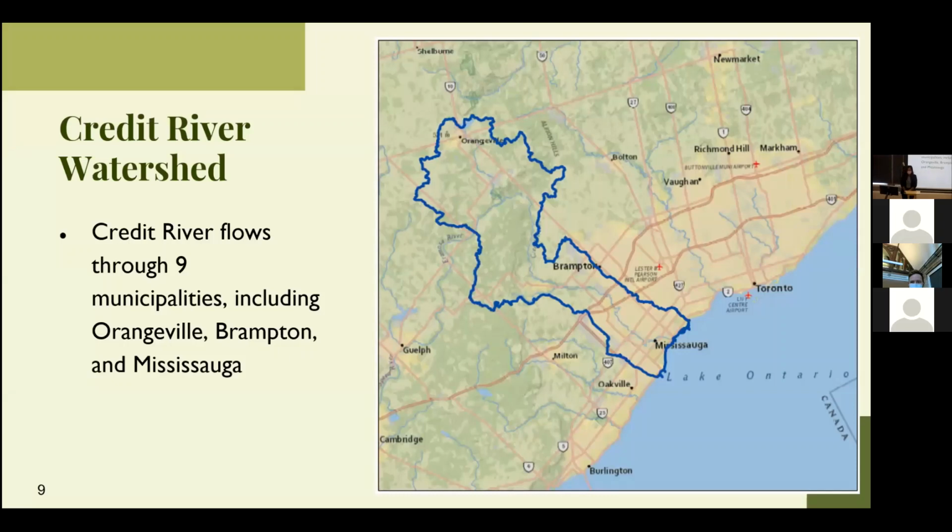So here we can see the Credit River watershed. It's made up of the Credit River and its tributaries, which flows through 9 municipalities, including Orangeville, Brampton, and Mississauga. Ultimately, the Credit River then flows into Lake Ontario.